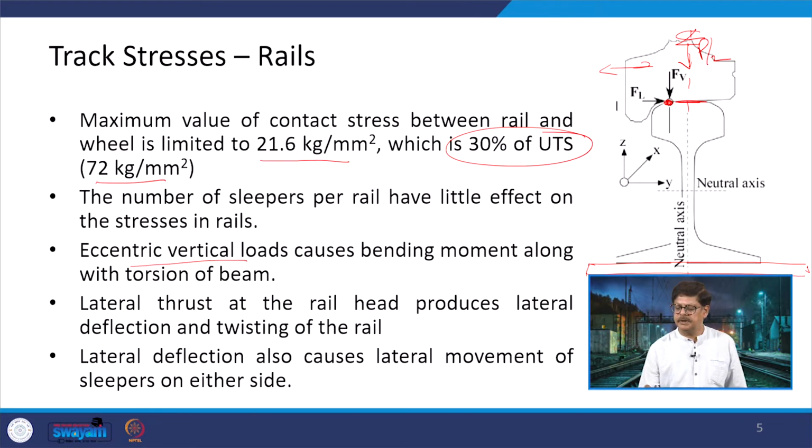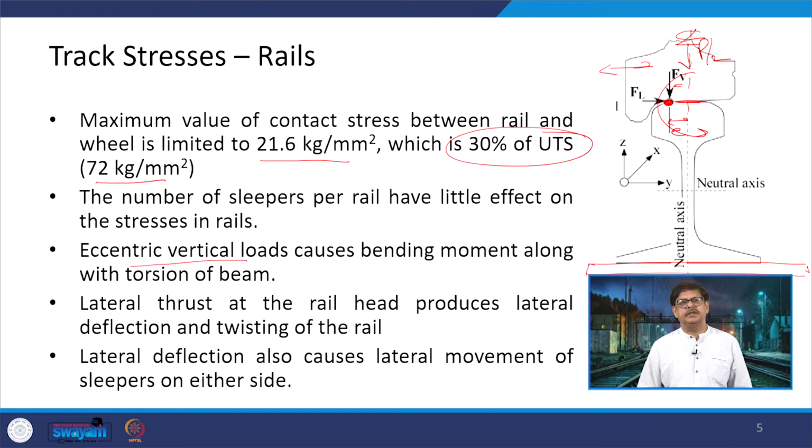This loading is coming at this point. So, this is Fv, and it has gone to an eccentricity of E with respect to the center line of the rail section. This eccentricity is going to cause a bending moment along with torsion of the beam. So, it will create a condition like this, as well as bring in the torsion condition.